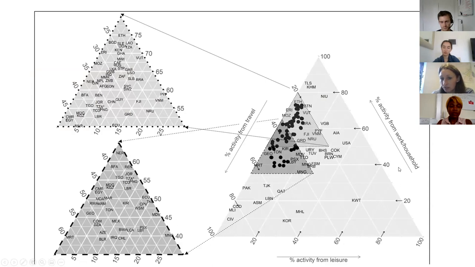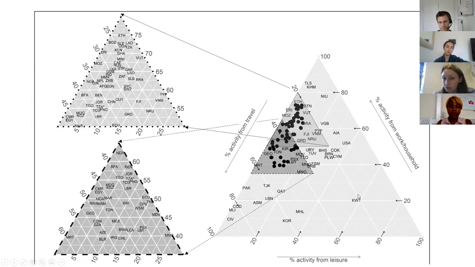The first thing to do is look along this axis, which is the percentage of activity from work, household, and you can see it's on the 20% line. So in Kuwait, the average contribution of work, household was 20%. Moving to this axis, the percentage from travel, we can see that it's also on the 20% line. Follow that down. And then unsurprisingly, because it's got to add up to 100, the leisure activity is matching on the 60% line. So that's how you'd interpret the coordinates of a country, like Kuwait here: 60% from leisure, 20% work household and 20% travel.